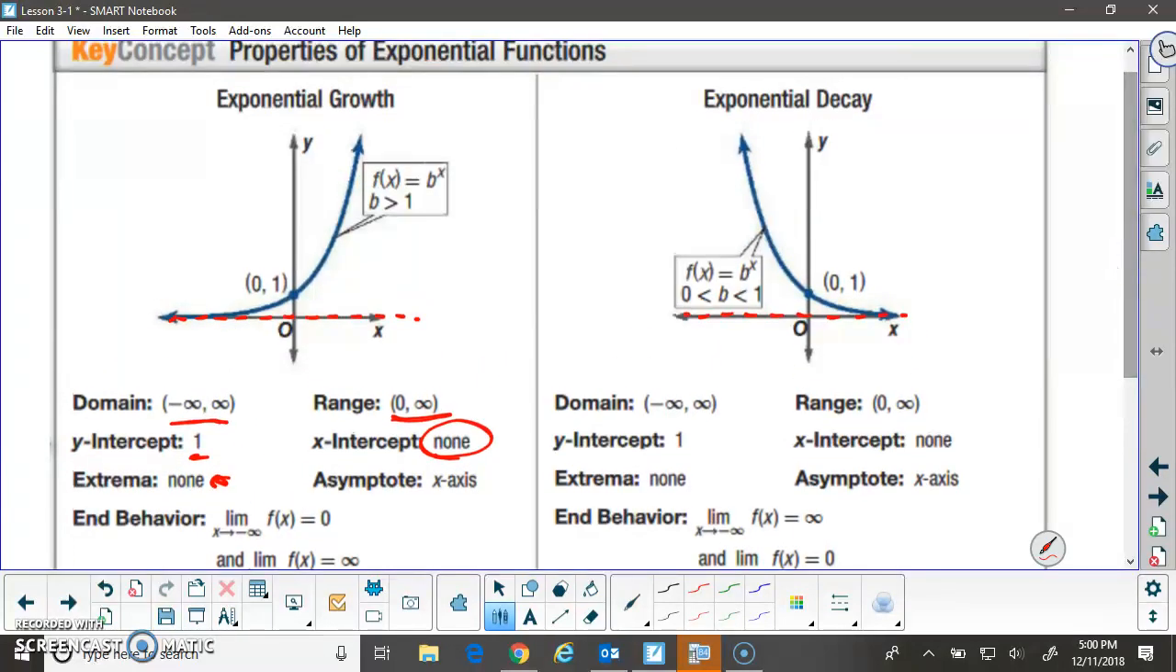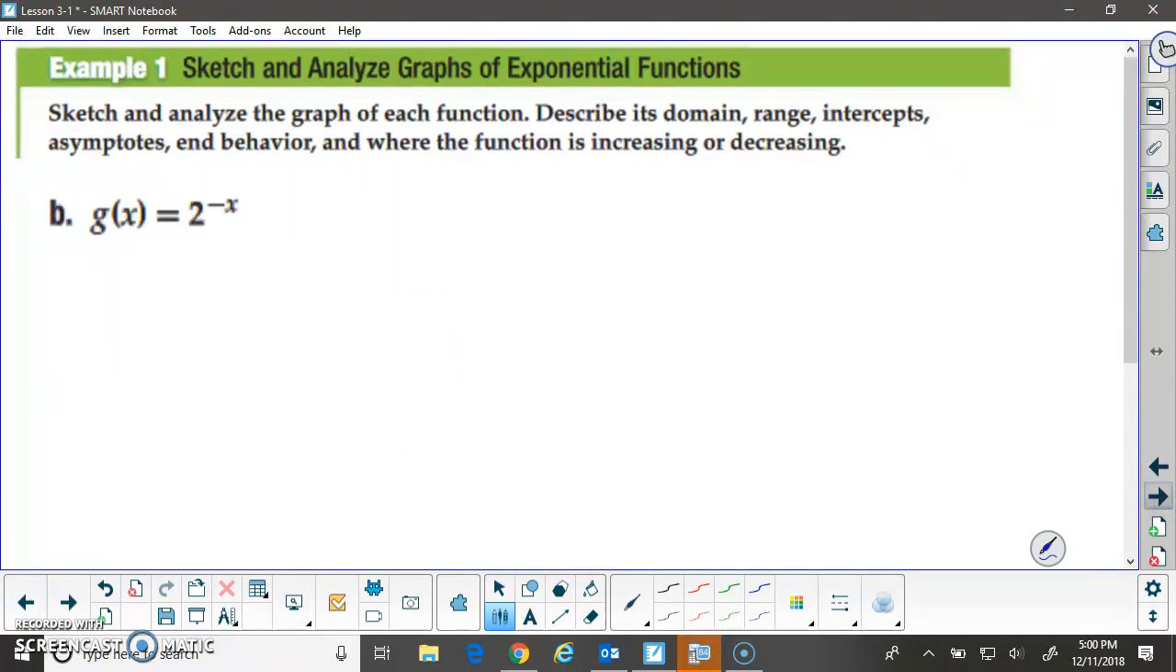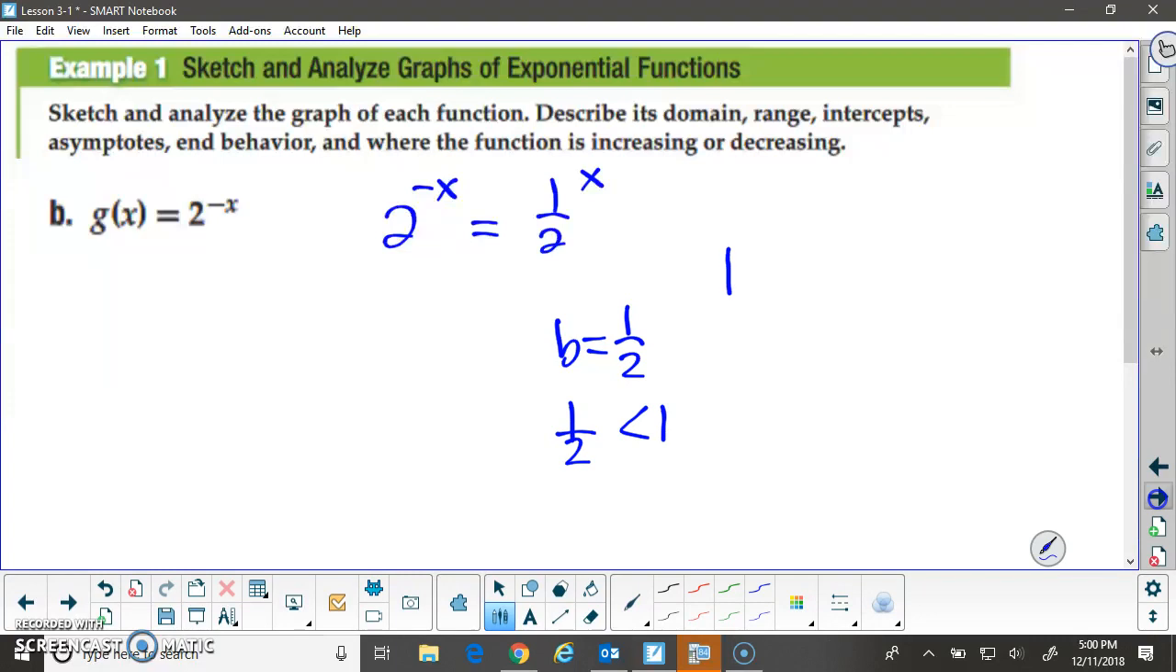So one of the main things I want to talk to you about is determining if it's a growth or decay model. So to do that, you have to look at the b value. On this one, our b value is 3. Since b, in this case, is greater than 1, it's a growth model. Okay? The next one, it looks like the base value is 2, but 2 to the negative x is the same thing as 1/2 to the x. Thus, my base value is 1/2, and since 1/2 is less than 1, then it's a decay model.